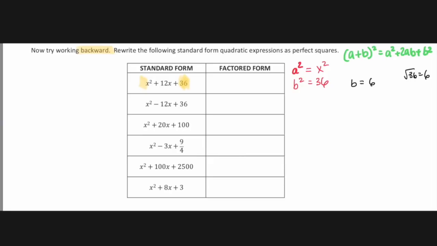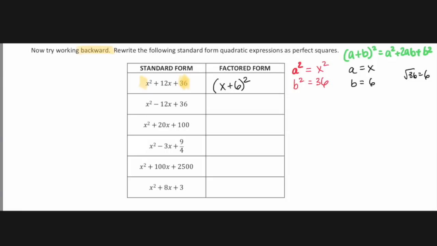And we're going to write it in factored form. So in factored form, this would be (x + 6) squared. Now you have to raise the entire group in parentheses to the power, because that's just the rule when you are doing a binomial square.